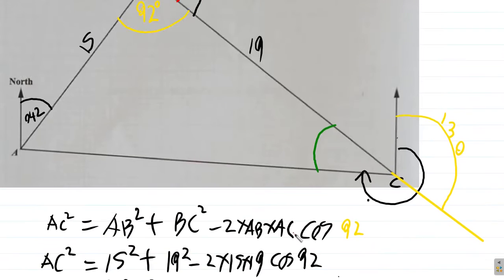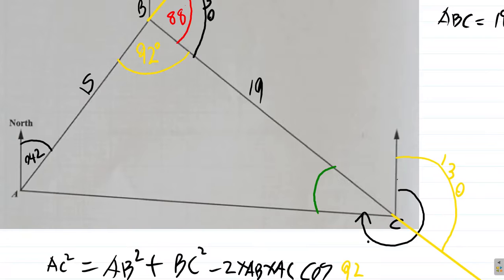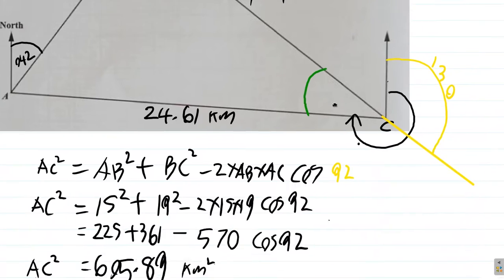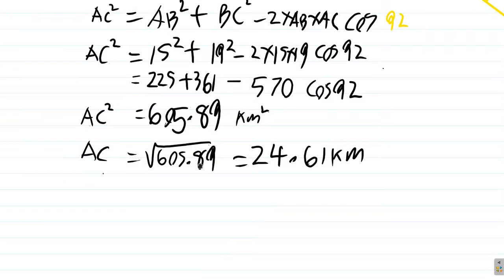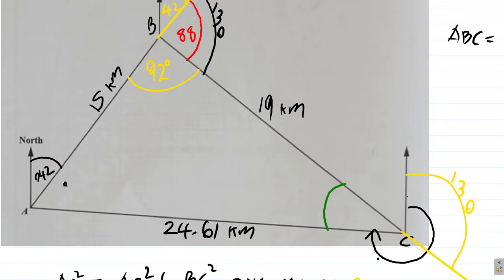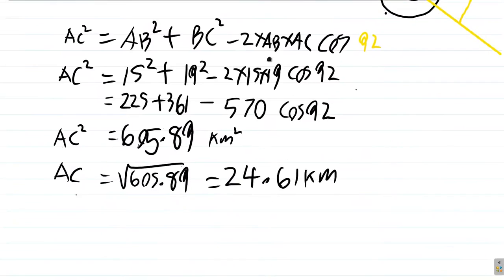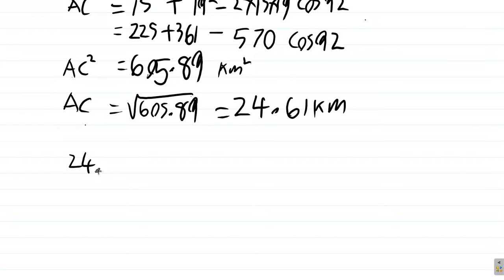We know that this is 24.61 kilometers. These are in kilometers. Can we use the sine rule to do it? Let's say the sine rule is also in your formula sheet. 24.61 over sine 92. And by the way, let me just copy the question.